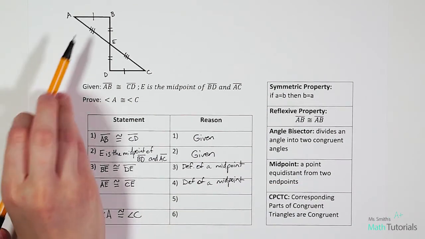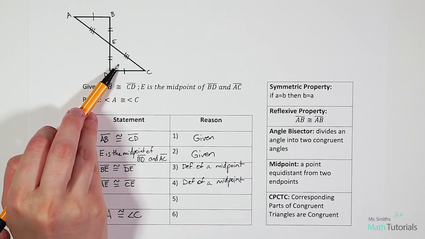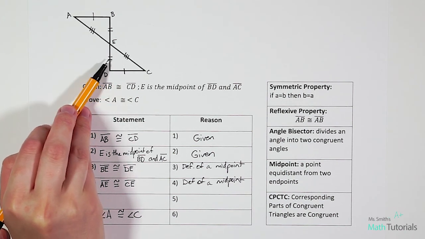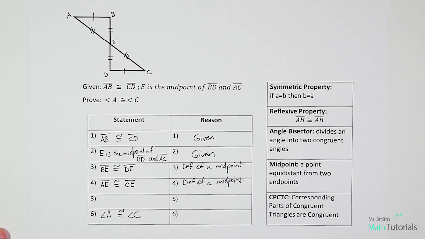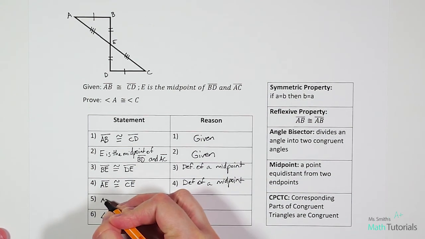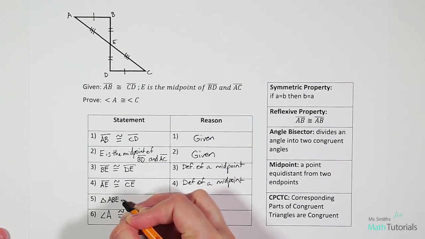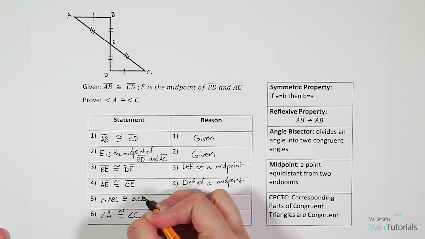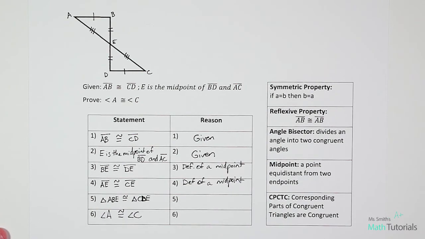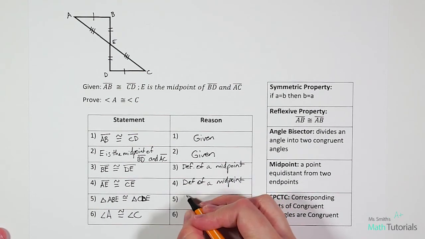Now when I look at our two triangles now, I can tell that these two triangles are congruent. And I can tell that because they have side, side, side. And side, side, side is a way to prove congruency. So let's add that our two triangles are congruent. So triangle ABE is congruent to triangle CDE. And our reason being side, side, side.